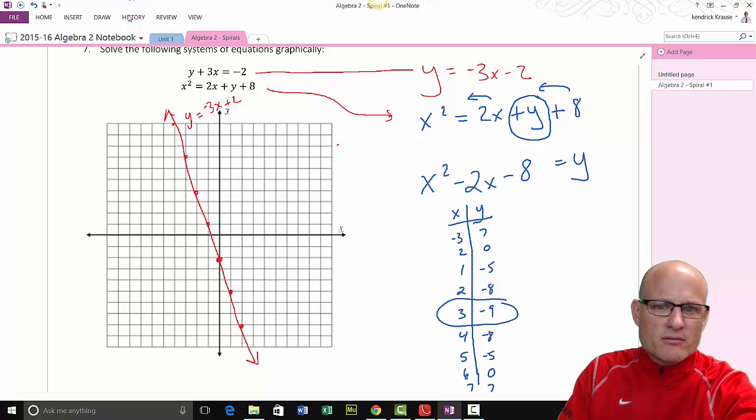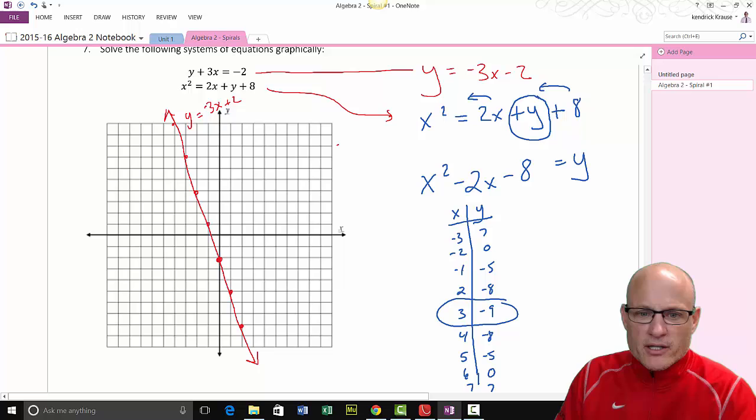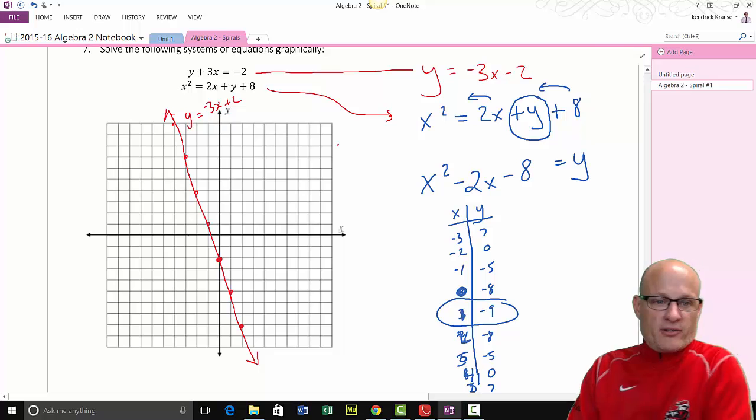Oh man, what am I doing? Oh, wait, hold on. This should be negative 2. This should be negative 1. This should be 0, negative 8. This should be 1, negative 9. 2, negative 8. 3, negative 5. 4, 0, and 5, 7. So, sorry about that, but hopefully it'll catch on.